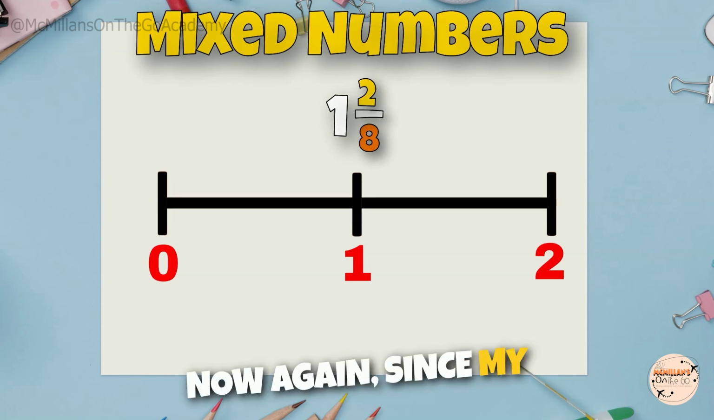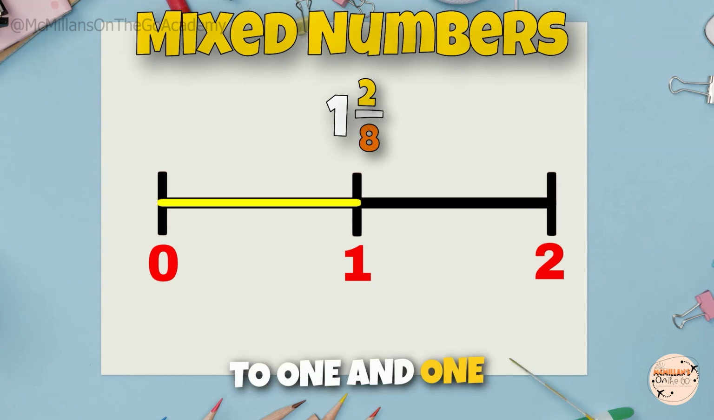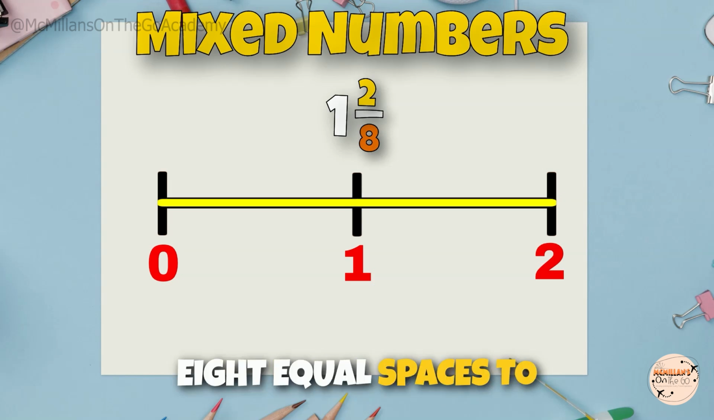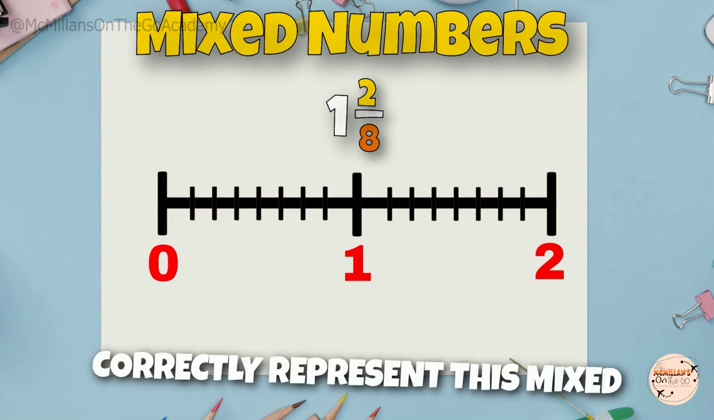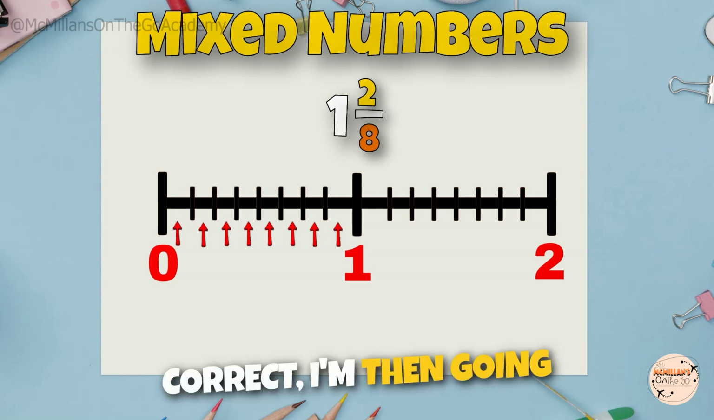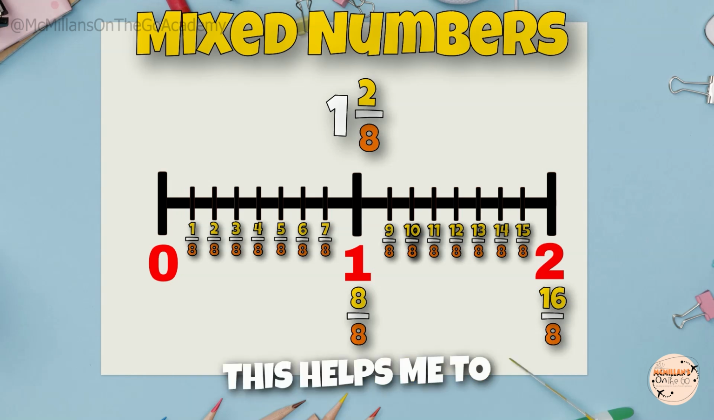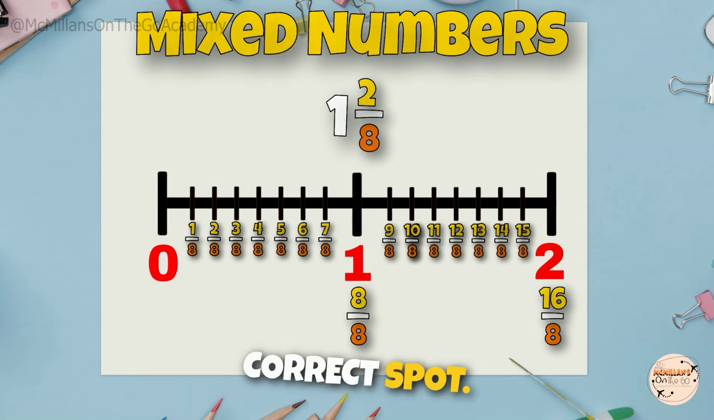Now again, since my denominator is 8, I'm going to make sure the spaces between 0 to 1 and 1 to 2 also show 8 equal spaces to correctly represent this mixed number 1 and 2 eighths. Once I make sure that my spaces are correct, I'm then going to go ahead and label each fraction tick. This helps me to ensure that I plot the fraction at the correct spot.